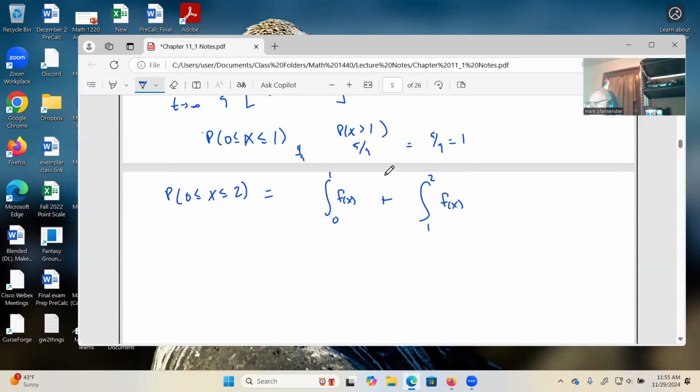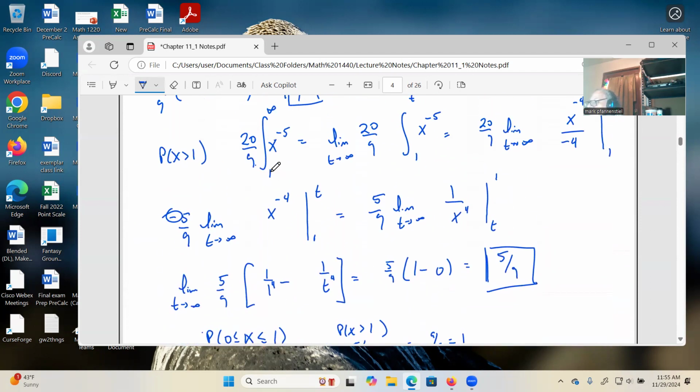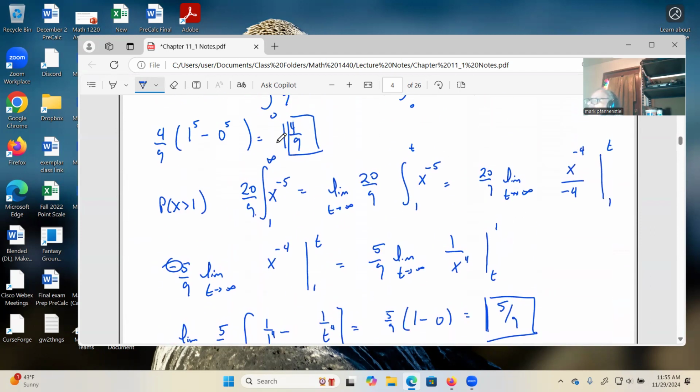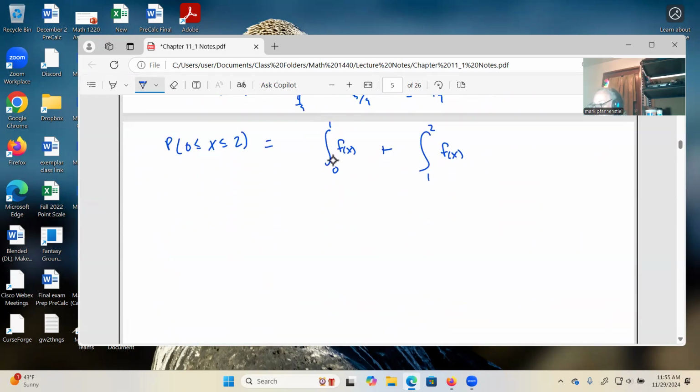So we just did this part, that was part A between 0 and 1. That was nice of them to ask. We know that between 0 and 1, this is just going to be 4/9. We don't need to integrate this again. We just put this off to the side and say 4/9 plus, and we got some stuff to deal with. So we have the integral from 1 to 2 of 20 over 9 x to the negative 5 dx.